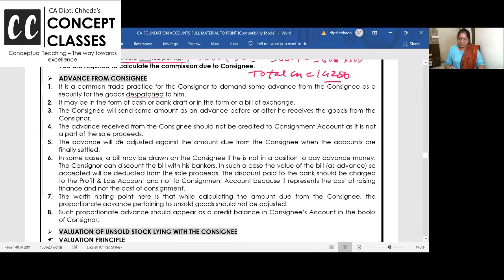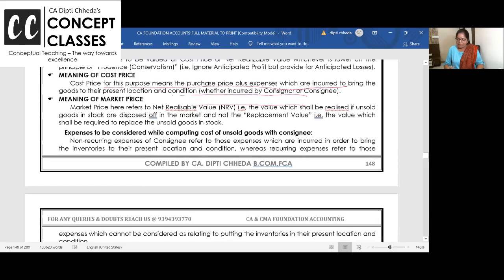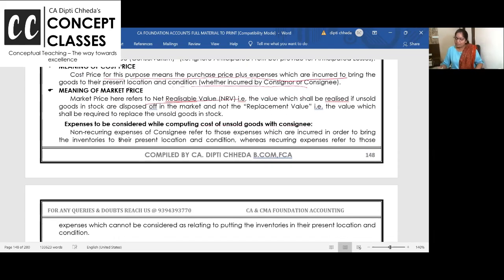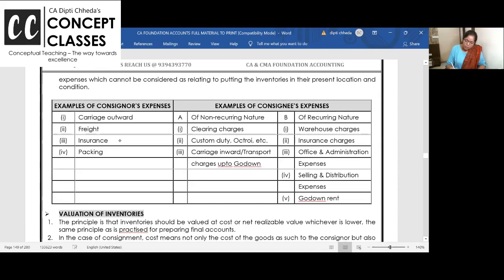Chalo. Do we take advance from the consignee in the form of bills of exchange? Yes, that is for security. And later on we can adjust. This you read at home. Okay. Now closing stock. My closing stock will be at cost price plus expenses incurred by consignor and consignee with you. And market value, cost or NRV. Market value is the value in which it is generally sold. Okay. This is super important concept for every problem.